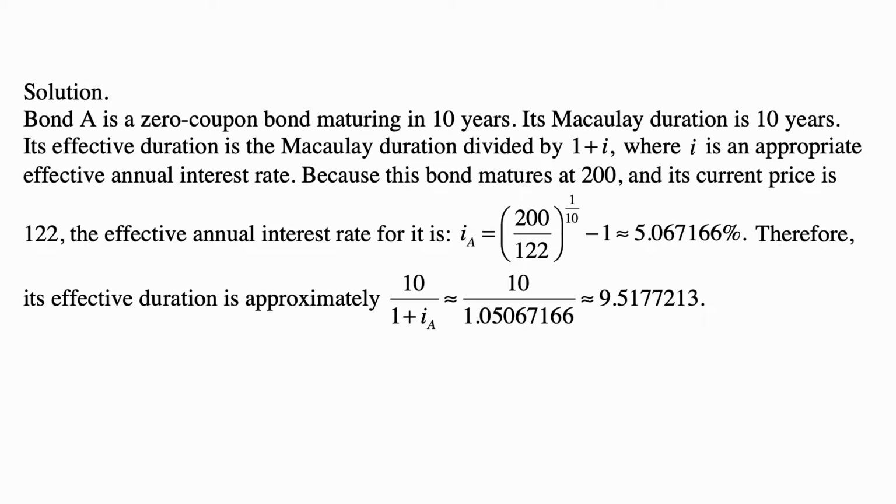Because this bond matures at 200 and its current price is 122, the effective annual interest rate for it is i_A equal to (200 divided by 122) to the 1/10 minus 1, that's approximately 5.067166%. And its effective duration is 10 divided by 1 plus that interest rate, that's approximately 9.5177213.